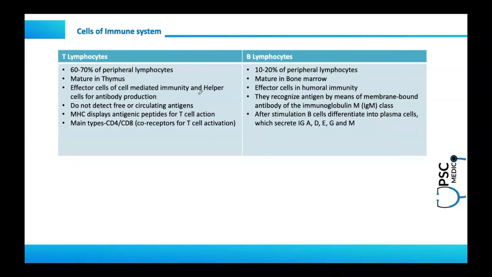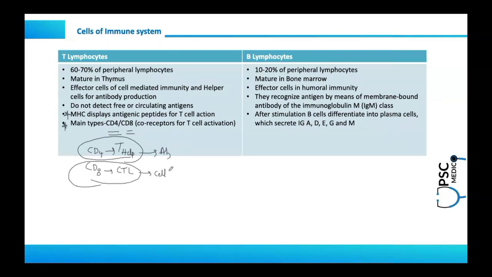We'll see the image clearly, but my point here is, when you're writing about T lymphocytes, focus that they do not detect any free or circulating antigens. The free or circulating antigens are actually detected by the B lymphocytes. And MHC is important in presenting the antigen here. Also, the main types of T lymphocytes are CD4 and CD8. CD4 is majorly for the T helper cell response. We call it a T helper cell. CD8 is mainly the cytotoxic lymphocyte which directly kills the cells. That is direct cell lysis. This is the difference.